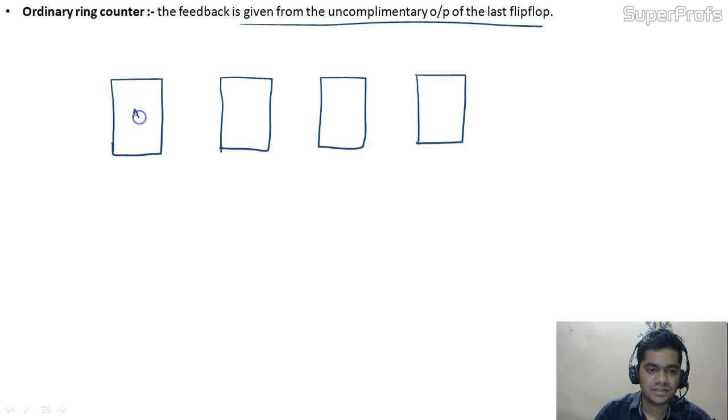So if this is flip-flop A, B, C and D. Okay, now we are marking the clock pulses. We are giving the clock pulses simultaneously. So these are the clock pulses available.